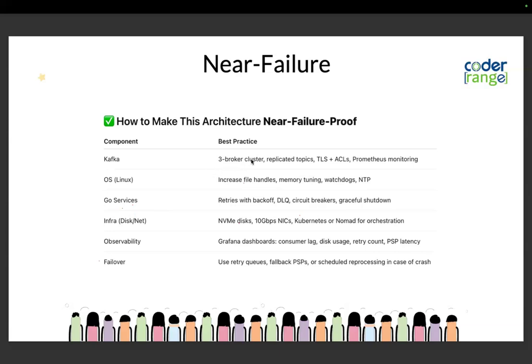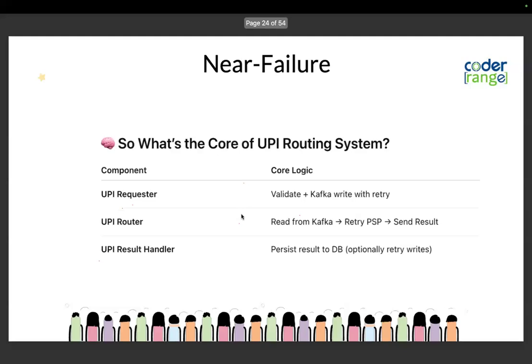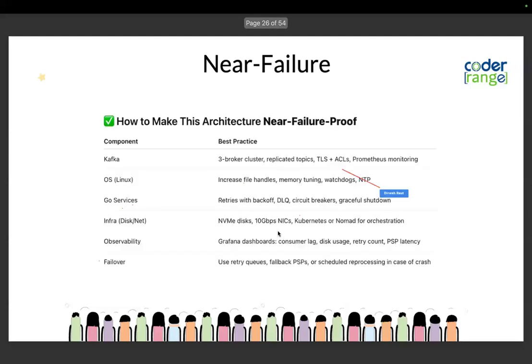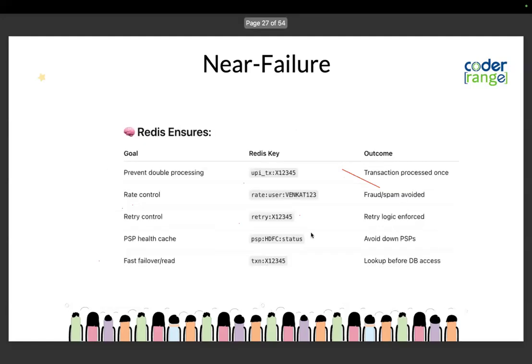He should create a 3-broker cluster so that the data is replicated. They should have OS-level understanding. They need to see how many files they can handle, and memory tuning. They should use Go services with all the retry and circuit breakers. They have to make sure observability is superb, right? This is how they can avoid near failure in the future. So this is what a system architect would ask you, because he would definitely ask you that.